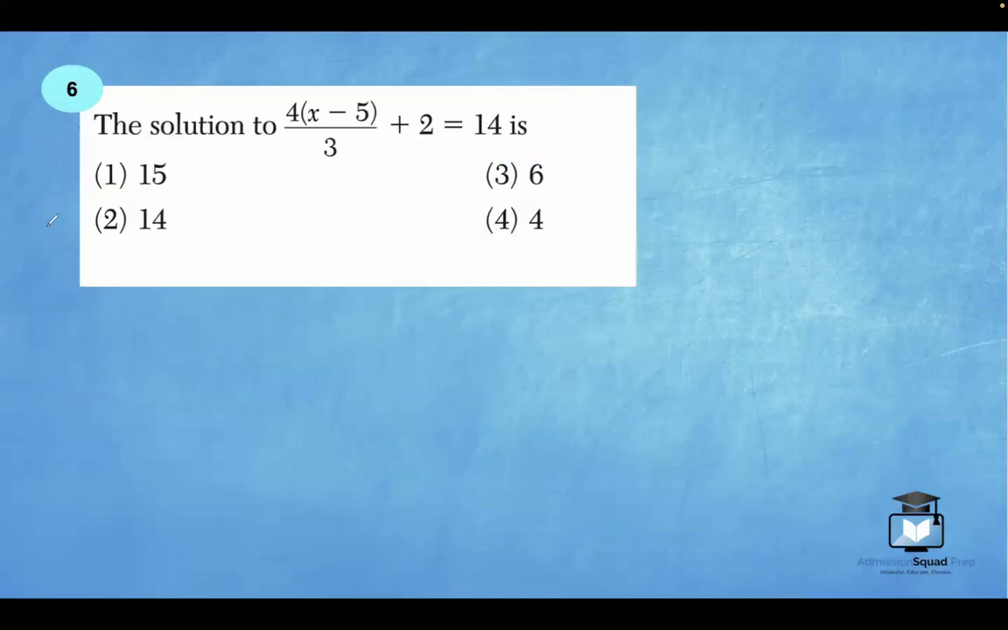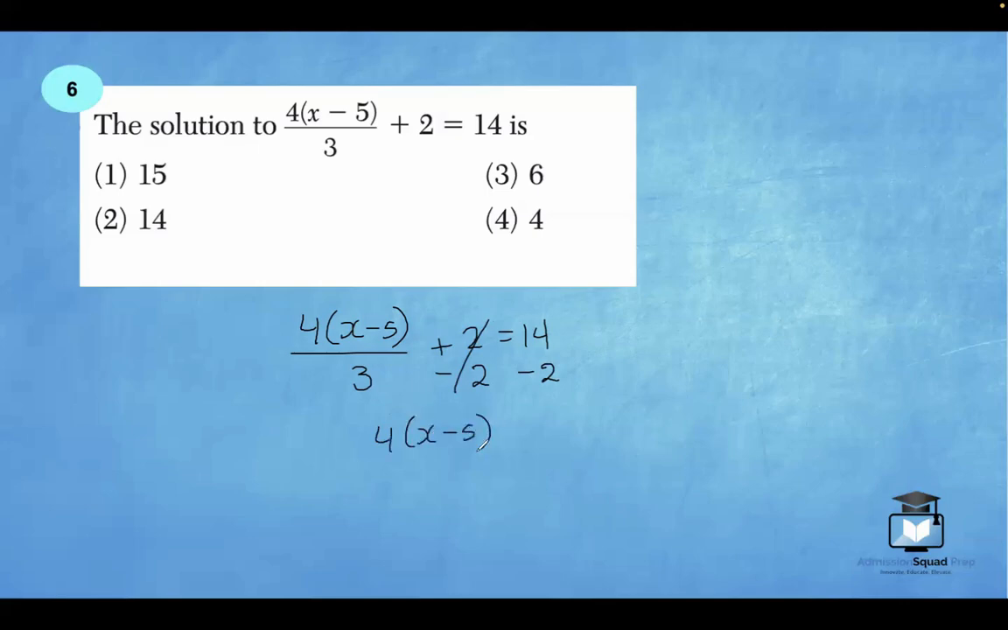Let's continue. Number 6. The solution to 4 times x minus 5, divided by 3, plus 2 equals 14 is... we're going to go ahead and solve this equation. I'll first start off by writing out our equation. We will perform the inverse operation to solve for the unknown variable. We'll start off by subtracting 2 on both sides. So we have 4 times x minus 5 divided by 3 equals 12. Our next step is to perform the inverse operation of dividing by 3. The opposite of dividing by 3 is to multiply by 3. So the 3's will cancel out. We have 4 times x minus 5 equals 36.